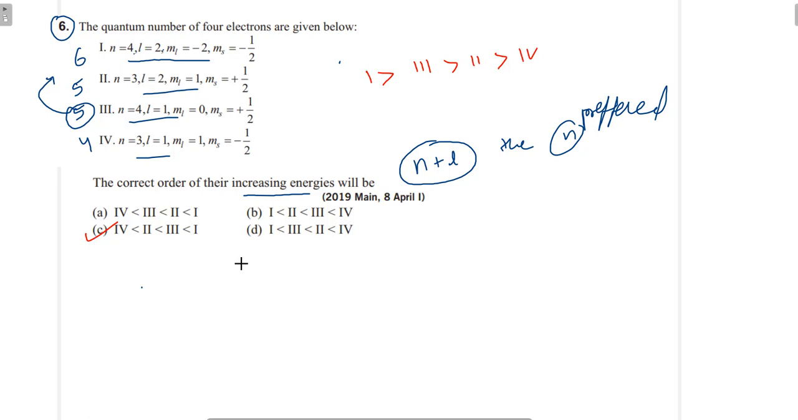Okay, very simple question. Whenever N plus L value is same, then N value will be preferred. Okay, 2019 questions completed. Thank you.